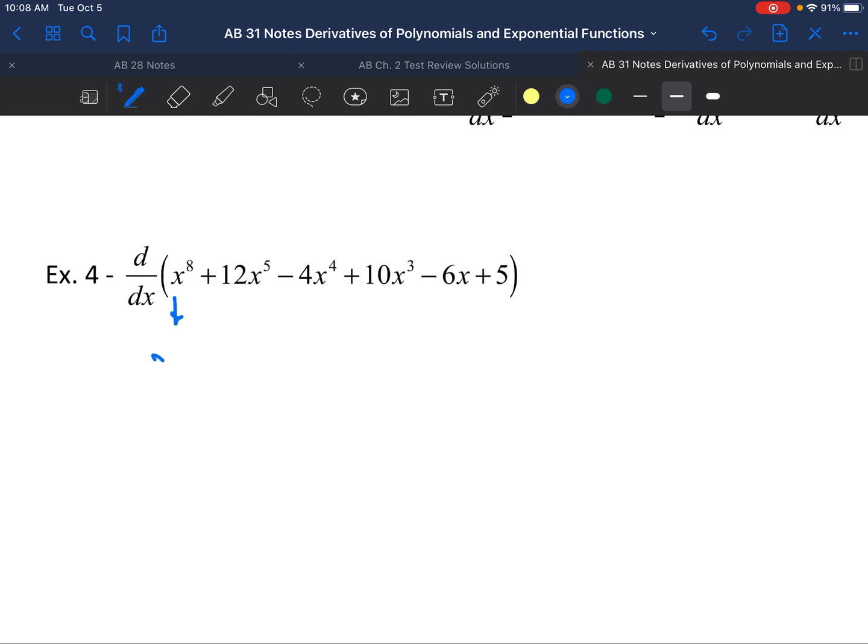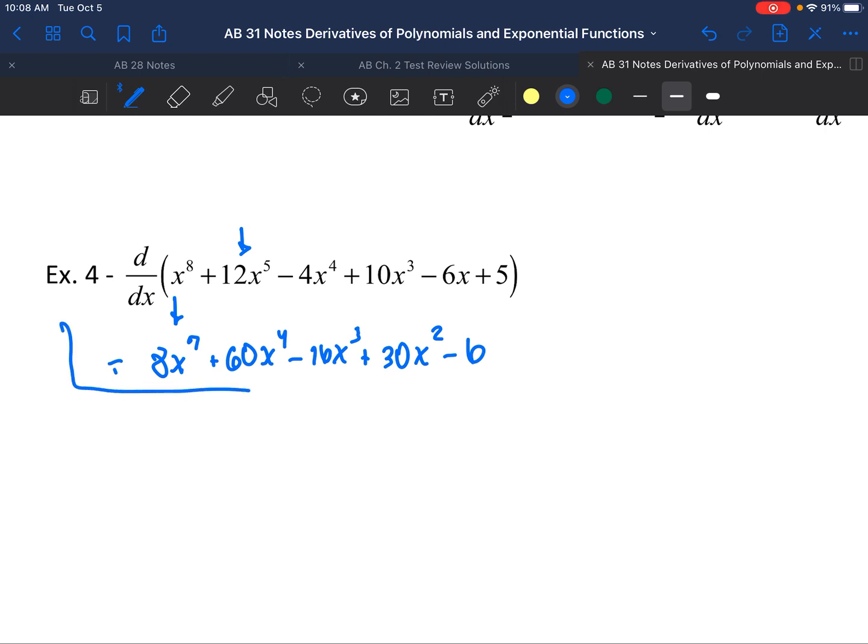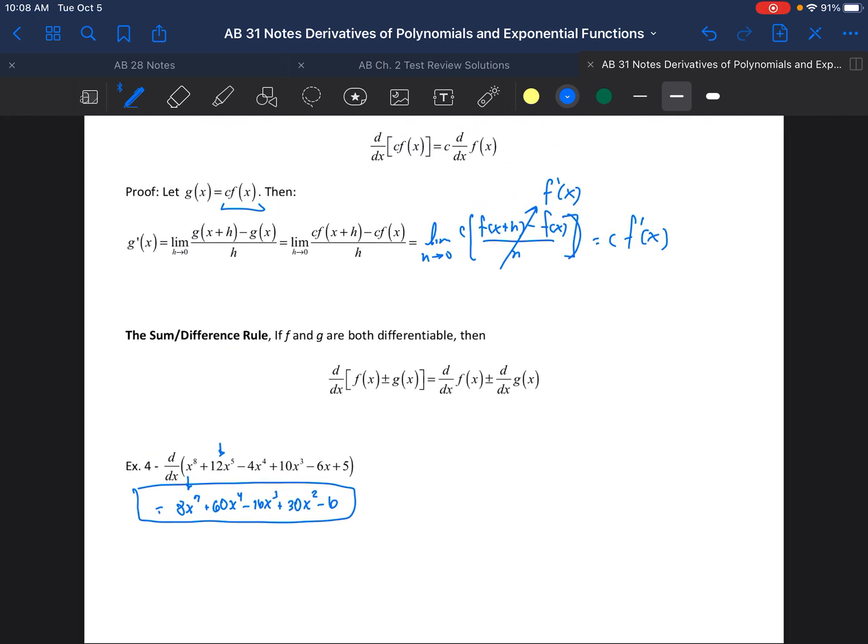X to the 8th is going to get us 8x to the 7. 12x to the 5th, I'm going to get 60. That's 12 times 5. x to the 4th, subtract. 4 times 4 is 16. x cubed. This is using the constant multiple as well as the sum and difference. 10 times 3 is 30x squared minus 6. And now last one, plus 5, that's a constant, so that's 0. There is our derivative. Wow, this goes a lot faster than applying the limits every single time.